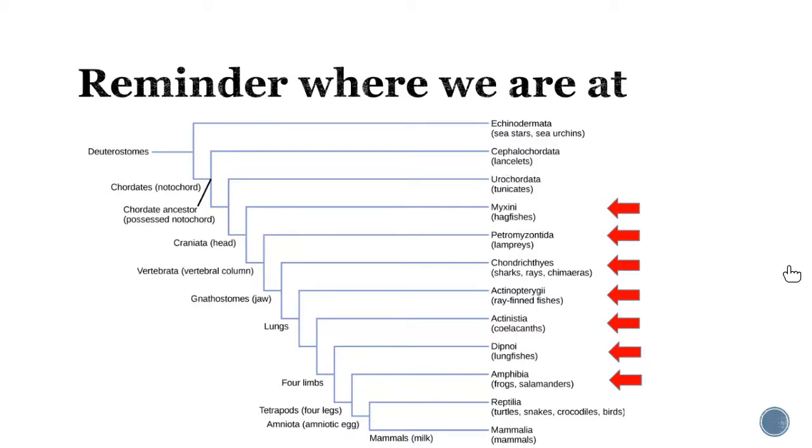So now we're going to hit on, sorry if the mouse is all over the place, these different groups right here. Like I mentioned, they love to make these words as hard to say as possible, but we're going to talk about the fish and then the amphibians just a little bit. So let's get into them some more.